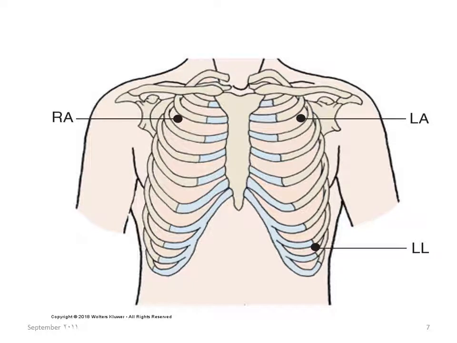This picture clarifies where we can put the electrodes to obtain this triangle. Right arm on the third intercostal space, left arm here, and left leg in this place, mainly at the 9th or 10th intercostal space.